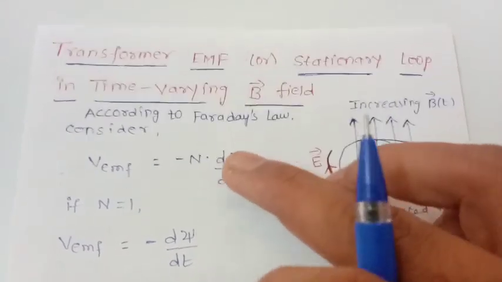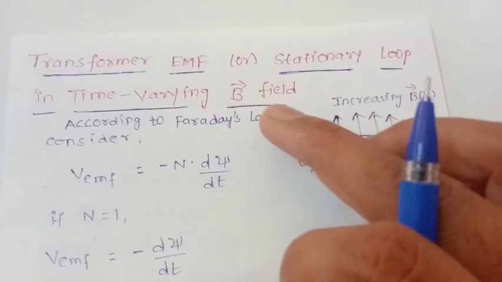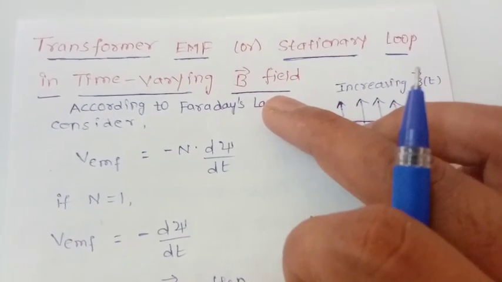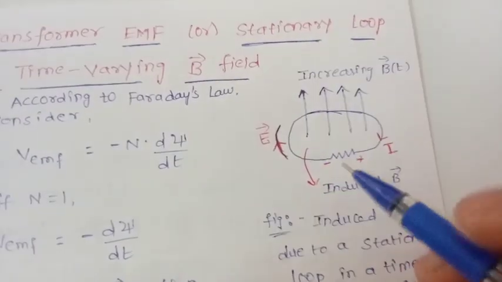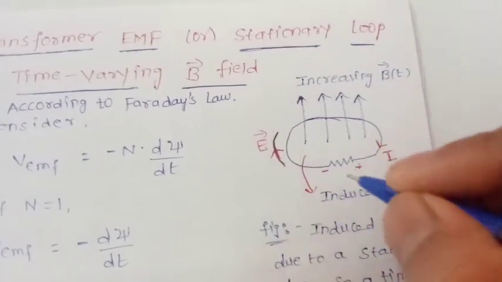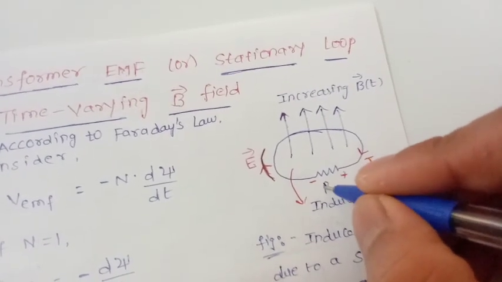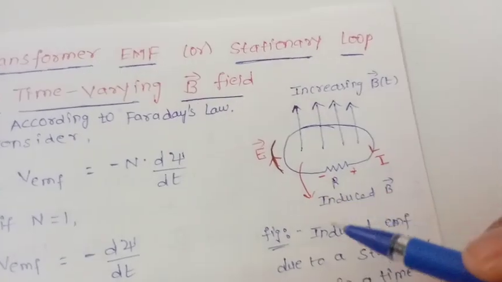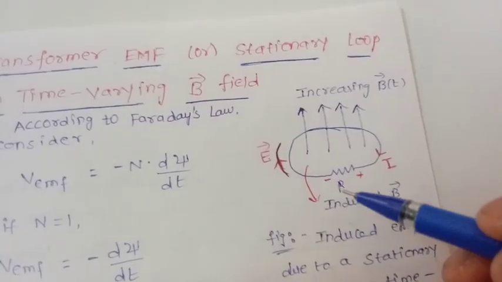Students, this is the first topic, that is transformer EMF or stationary loop in time varying magnetic field. Consider a stationary loop of resistance R, and there is a time varying magnetic field. Here, let us assume that there is a time varying magnetic field.